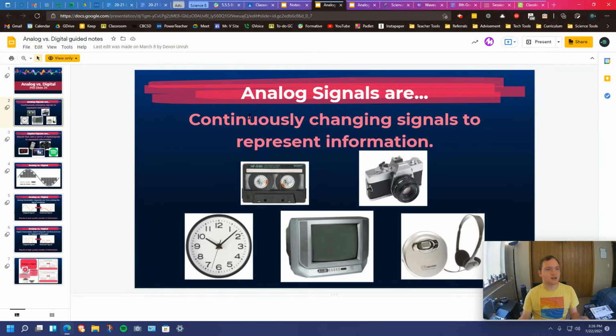First thing, analog signals. They're continually changing signals that represent information. A lot of these are used in what I consider older technology: a cassette player, a film camera, an old school analog television, your analog clock. Those are older school things, but they all house or store information by changing some sort of signal. In the case of a cassette player, it uses that film, and that film has different things on it.